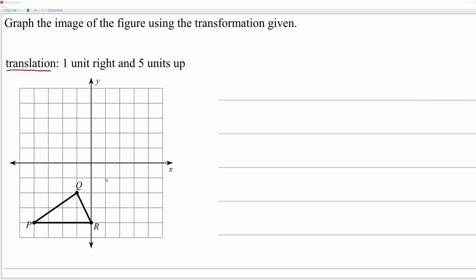In this question, it says graph the image of the figure using the transformation given. And here, this is described in words. Go 1 unit to the right and 5 units up. So let's take point Q, go 1 to the right, and then 5 up. So 1, 2, 3, 4, 5. So point Q goes here.